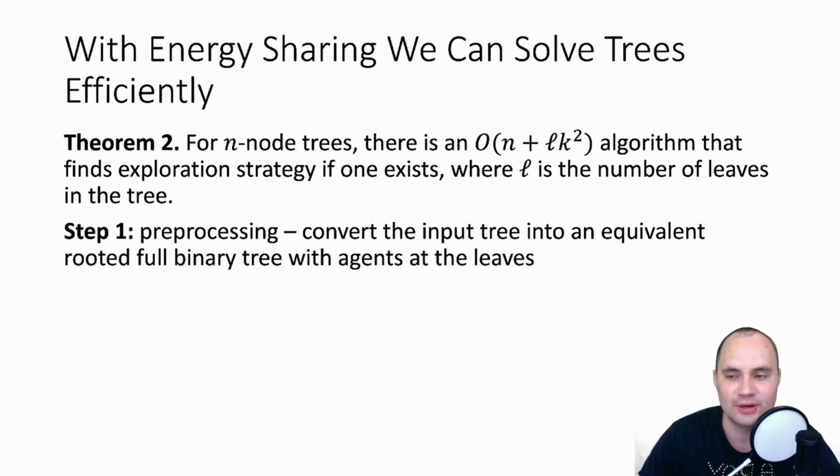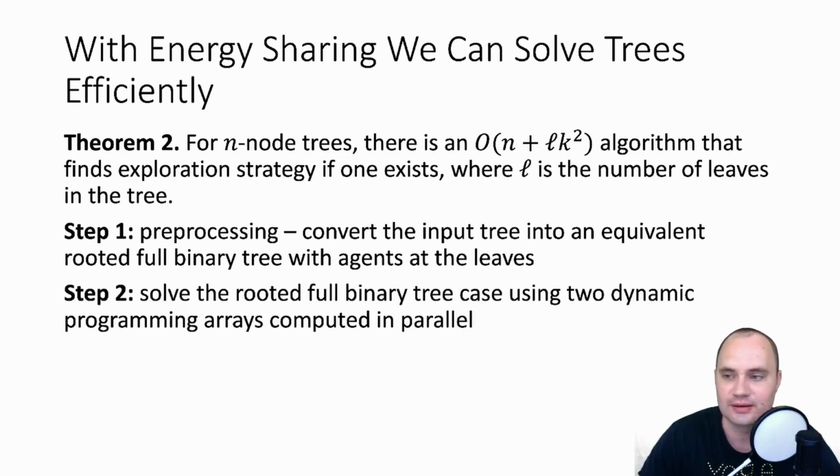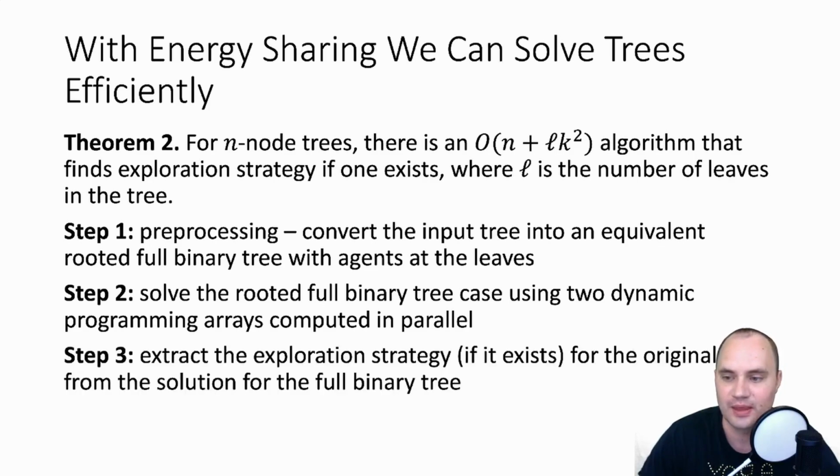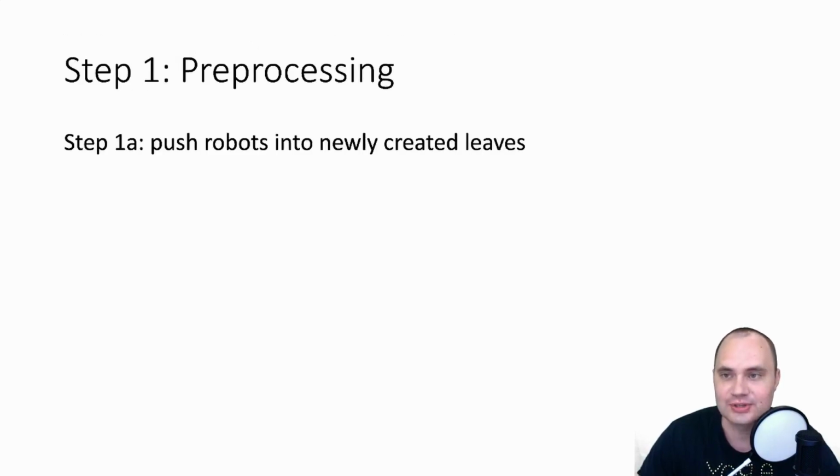We convert the input tree into an equivalent rooted full binary tree where all the agents are located at the leaves. In step 2, we solve this rooted full binary tree case using 2 dynamic programming arrays computed in parallel. And in step 3, one can extract the exploration strategy, if it exists, for the original input from the solution for the full binary tree. Now, step 3 is left as an exercise to the viewer, but I will discuss step 1 and step 2 with some details next.